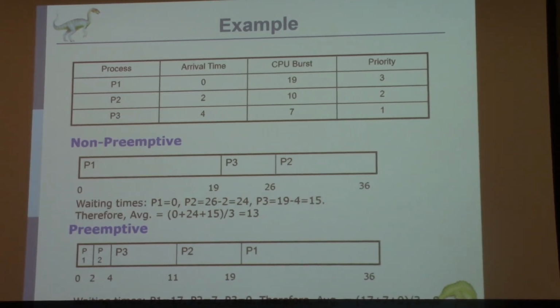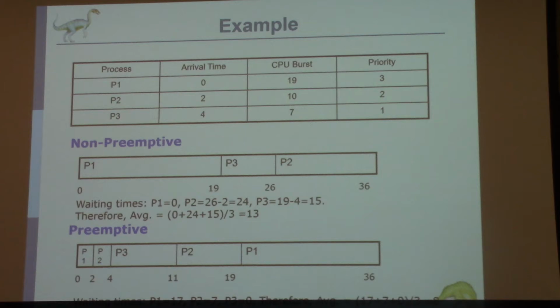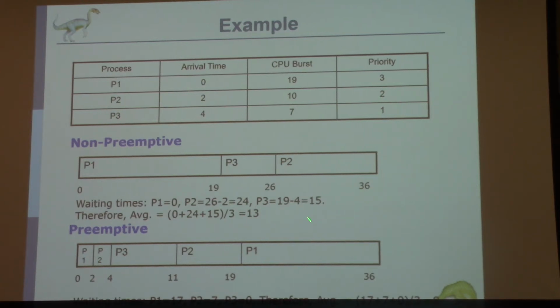Some students get confused by this. In most computer science algorithms, a lower number means the highest priority. So P3, then followed by P2. You can calculate the waiting time, and in this non-preemptive case, the waiting time is the same as the response time. It's 13. Average is 13. What about the preemptive?